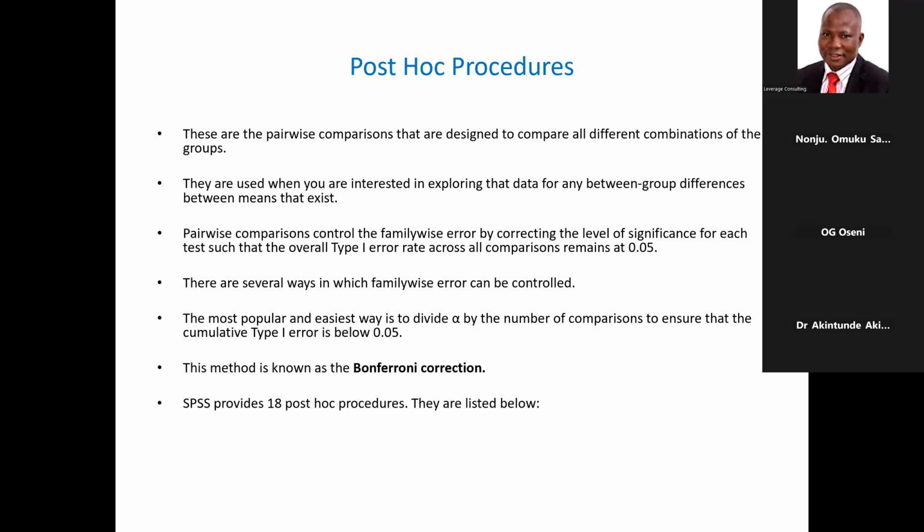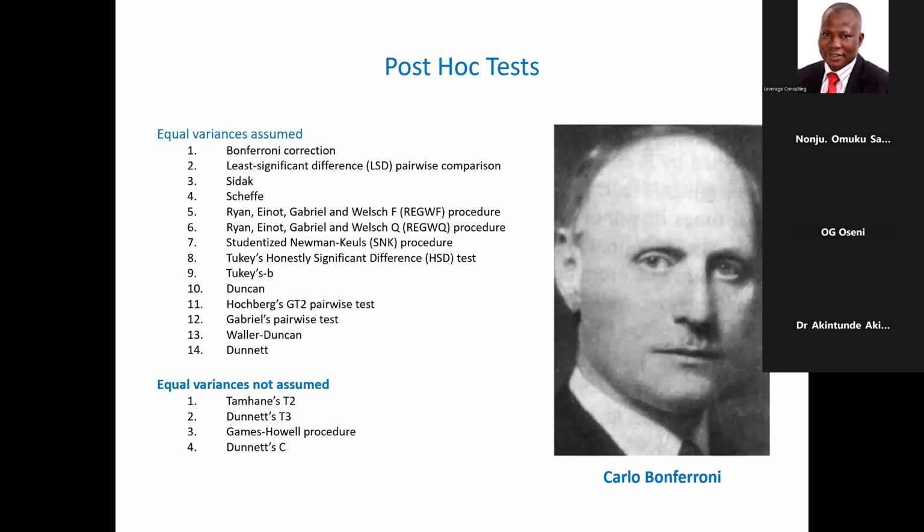But some people criticize Bonferroni, saying that the method overcorrects. So there are different procedures. Even in SPSS, there are about 18 post hoc procedures listed there when you want to run it. Look at it: the first 14 say equal variances assumed. If you assume homogeneity of variance, you use any of them. Then the remaining 4 are equal variances not assumed.